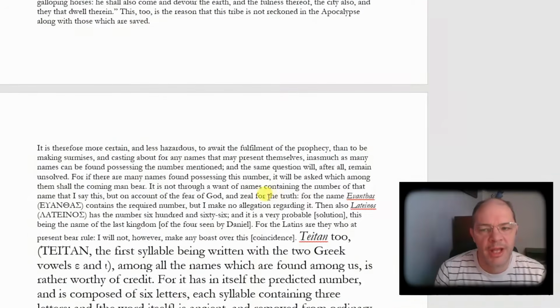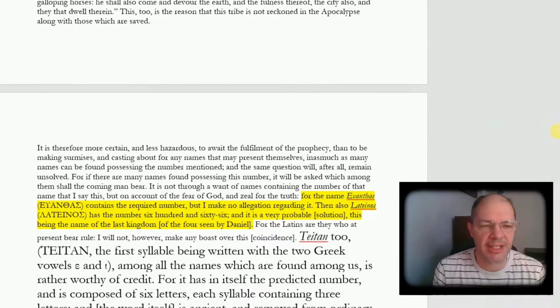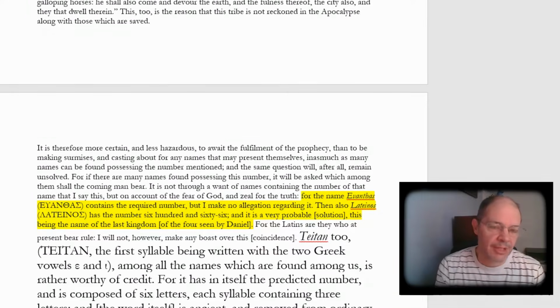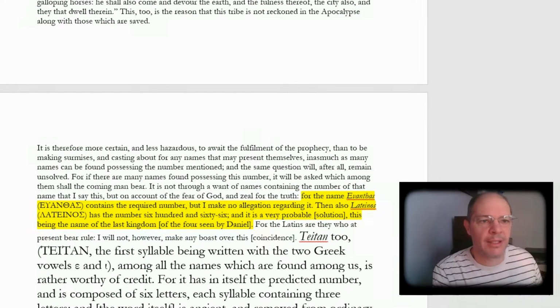He converts the names into Greek and then he calculates them. For example, Evanthus is calculated to be 666. Another one he uses is Latinus. Now Latinus means a Latin man, and it's probably because he found this name because of the persecution Christians faced under Latin emperors. And so some use the word Latinus to refer to the Pope. And so that's why they're looking at the Pope as being the beast.